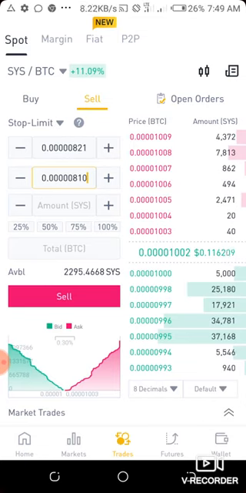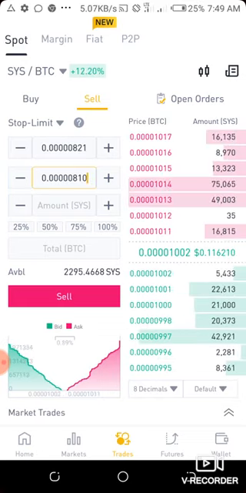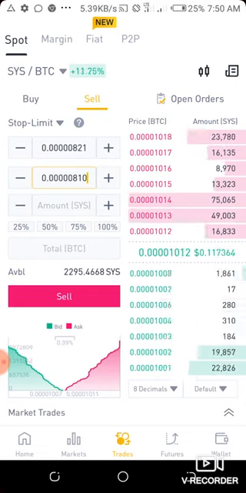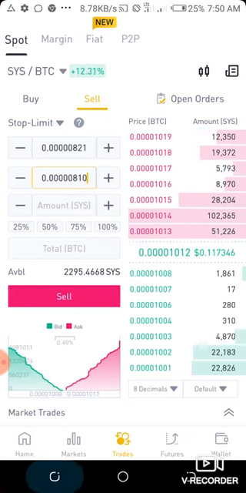You can also use it to trail your profits. Trailing your profit means that you want to keep part of the profit. I told you I bought this at 912 Satoshi and it's currently trading around 1000 to 1012. That means I've made over 10% profit. So if you want to keep part of your profits, this is what you do with stop loss. Calculate from 1012 Satoshi.